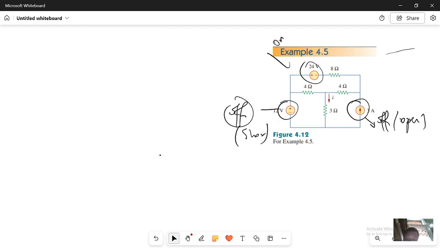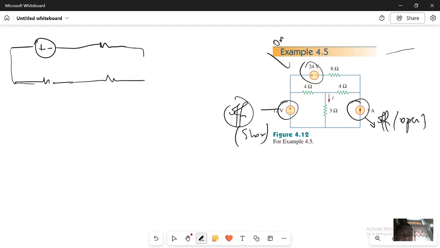Now my circuit will be: plus minus, I have this 8 resistor, this 4 resistor, another 4 resistor, and these 3 resistors. This one is open, no need to draw it because it was a current source. This one is shorted here. Now let's see, I want to determine I2 here.